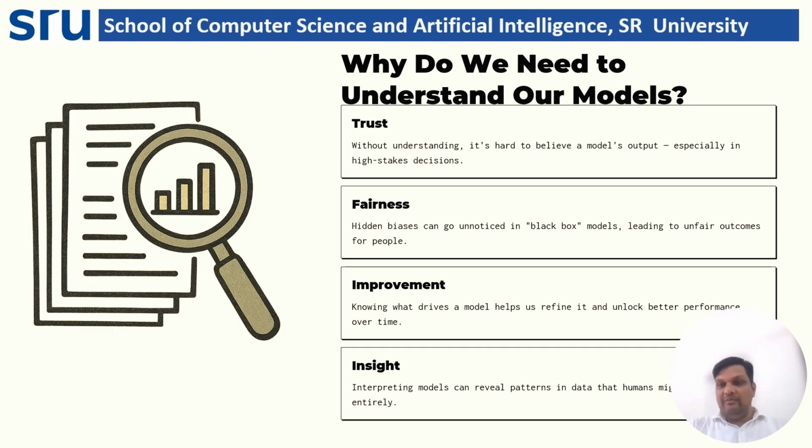So we can say here, first, trust. If we don't understand a model, we can't confidently rely on it. Second, fairness. Hidden biases can exist, and without transparency, they go unnoticed. Third, improvement. If we understand what drives a prediction, we can refine the model effectively. And finally, insights. Sometimes models uncover patterns that humans would never detect on their own.